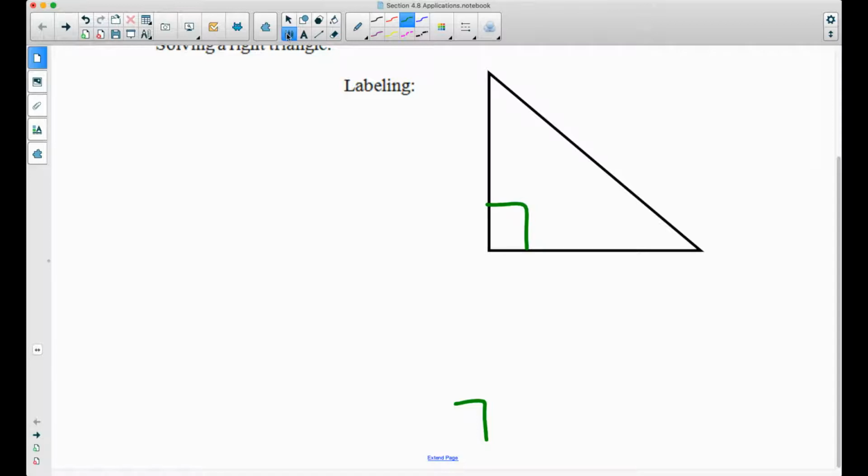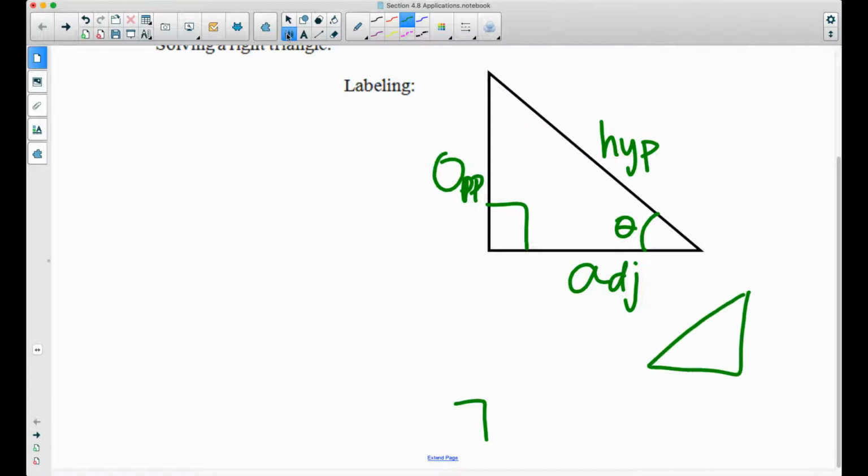We have a right angle. Of course, directly across from our right angle is always going to be our hypotenuse. And then depending on where theta is, that is what we're going to judge our opposite and our adjacent. So opposite and adjacent. Now try to change where I draw my triangle. Sometimes I'll draw it this way and sometimes I'll draw it that way, just so you can see it doesn't matter which way the triangle's facing.